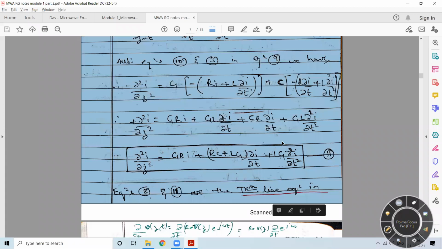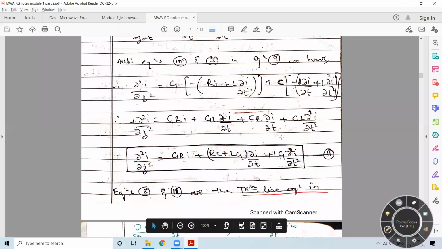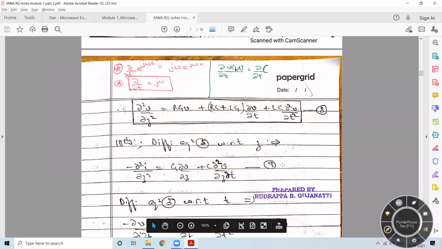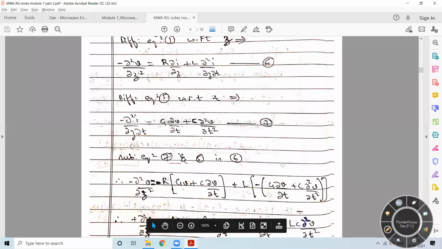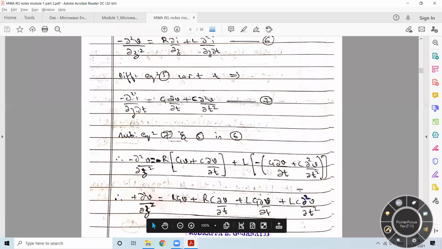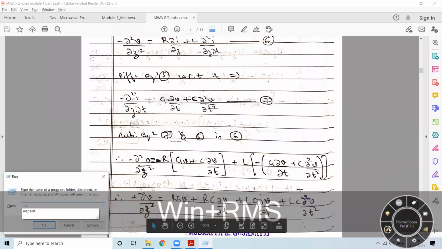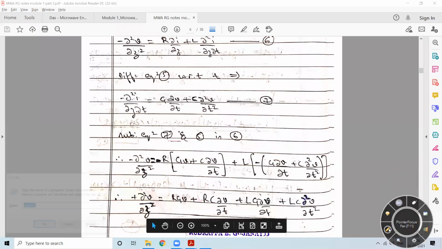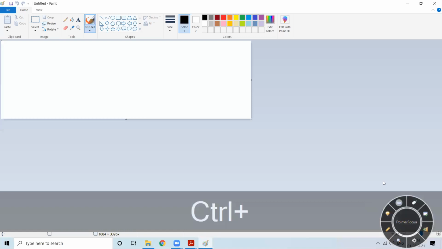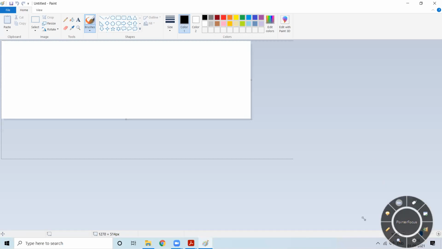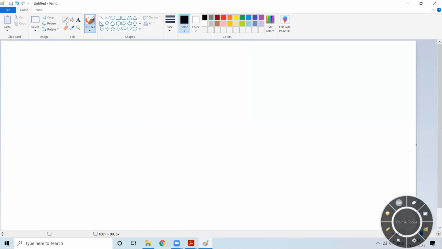So these equations that we have obtained are called the transmission line equations. In total, how many equations did we come across? If you recollect, we came across a total of 4 equations.